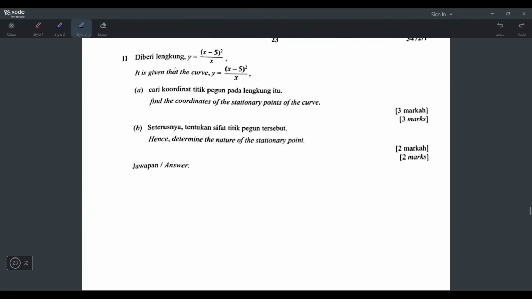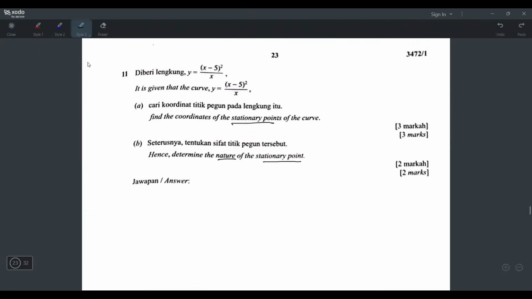Okay, continue. Number 11. What chapter is this? Given that curve y equals (x minus 5) squared over x, find the coordinates of the stationary point. Okay, I see the word stationary, so it's Form 5, chapter 2, differentiation. Okay, let's talk about what a stationary point is first, because if you don't know the meaning of stationary point, I don't think you can do this question.